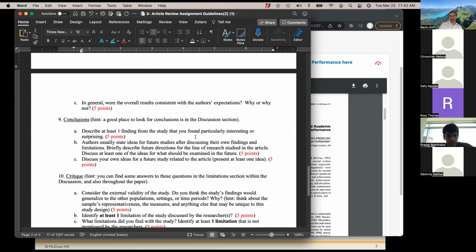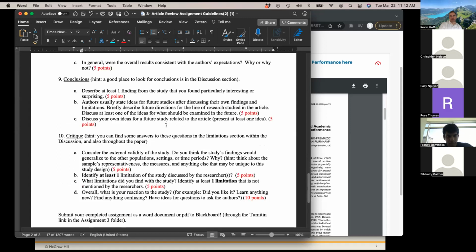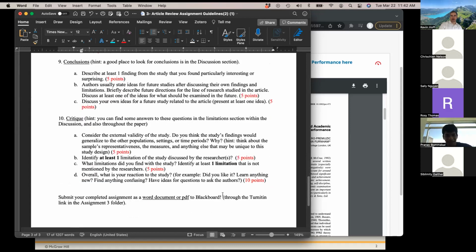Conclusions, you have to think about the big picture in the study and your own ideas for related studies. And then there are a few questions at the very end that ask you to critique the actual article. So these are really applied questions, again trying to get you to apply some things that we learned in class to these articles.